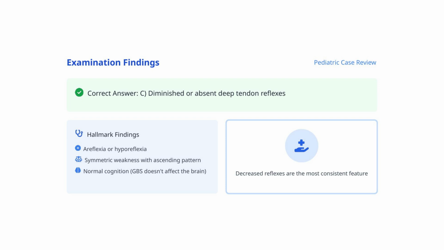Areflexia or hyporeflexia is a hallmark neurological finding in Guillain-Barré syndrome. Patients typically present with symmetric weakness in an ascending pattern while maintaining normal cognition, since GBS does not affect the brain. While sensory symptoms may be present, motor weakness with decreased reflexes is the predominant and most consistent feature.